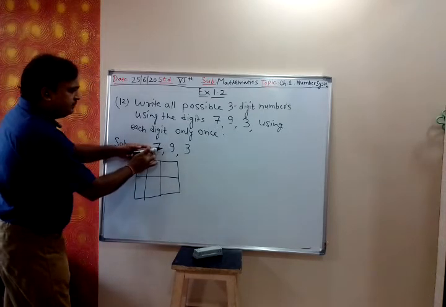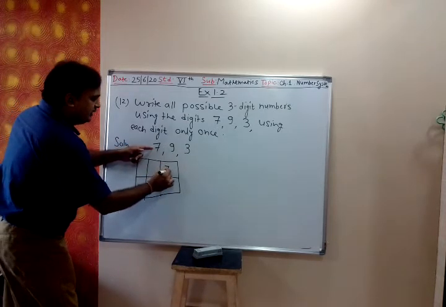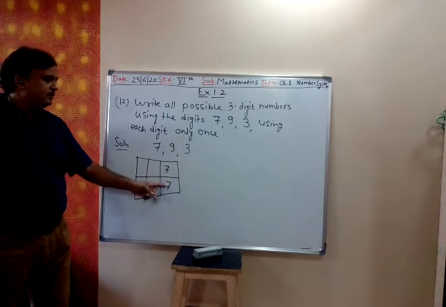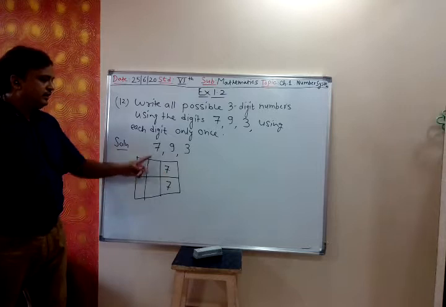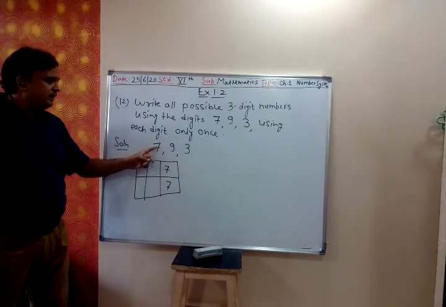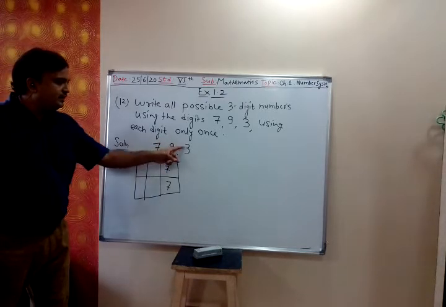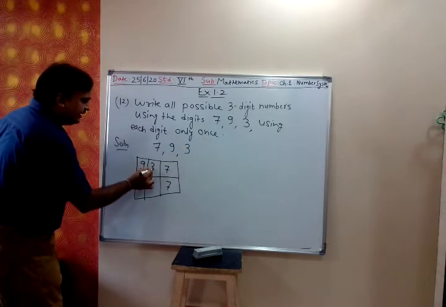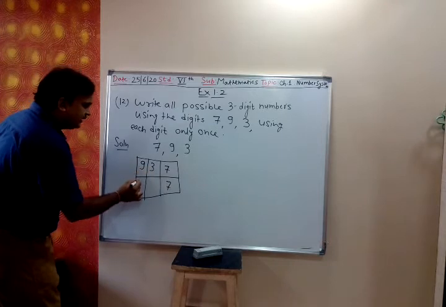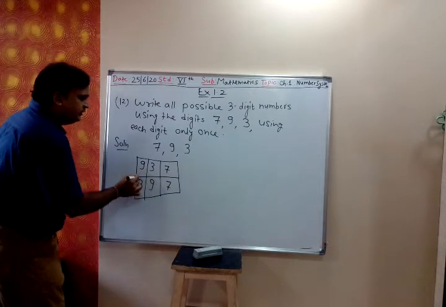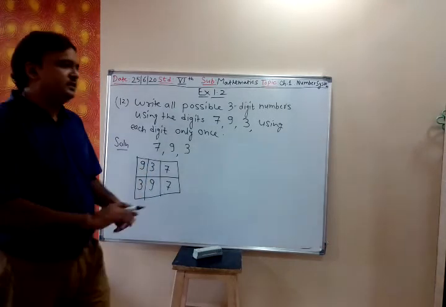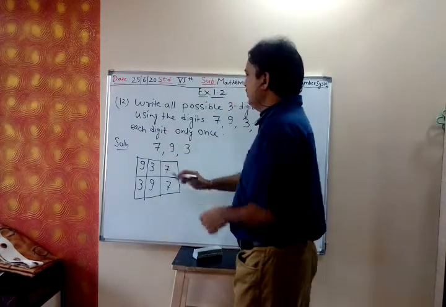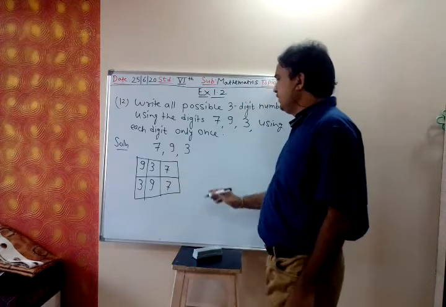First I will keep 7 in the ones place fixed. 7 in the ones place is fixed. Then digits left are 9 and 3. That I can write 9 3, then I can write 3 9. So these two 3-digit numbers are there when there is 7 in the ones place.